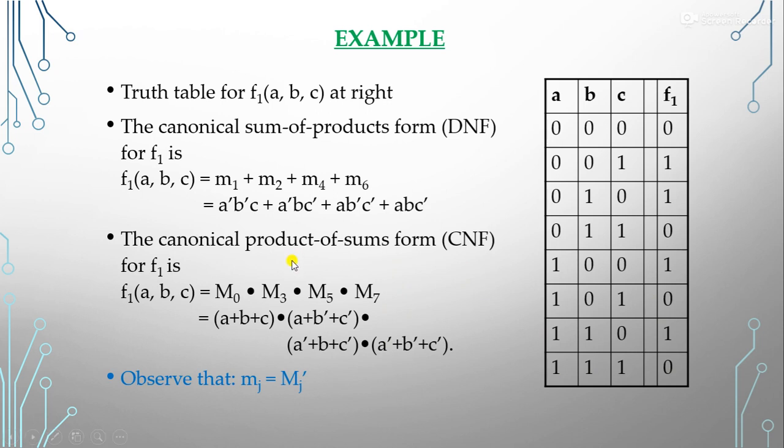Here you observe one thing: small mj is the complement of capital Mj. It means that if we have m1, m2, m4, m6 in our DNF, then 0, 3, 5, 7, the remaining terms, are in the POS. If we have the POS, the remaining terms are in the SOP form. So the canonical sum of products is the complement of the POS terms, right?